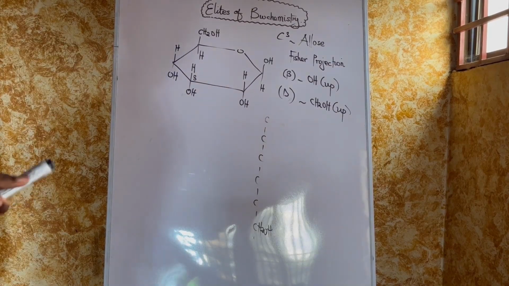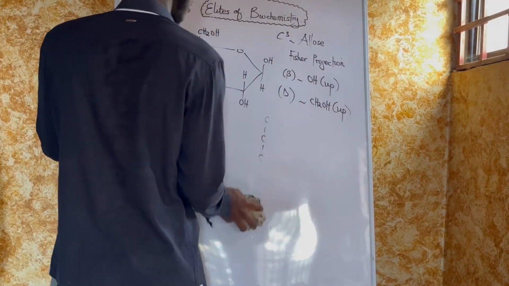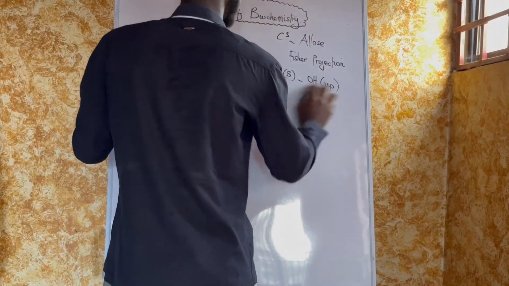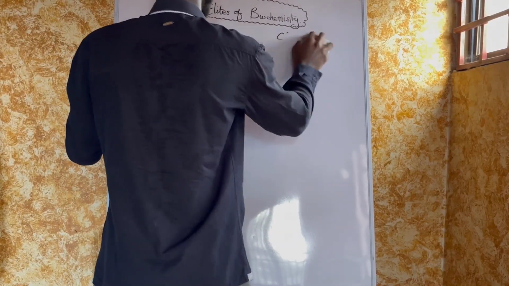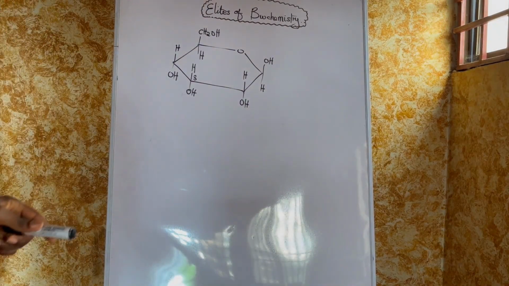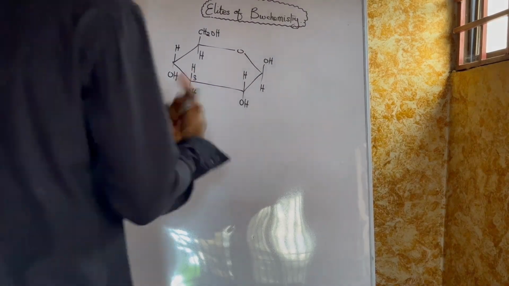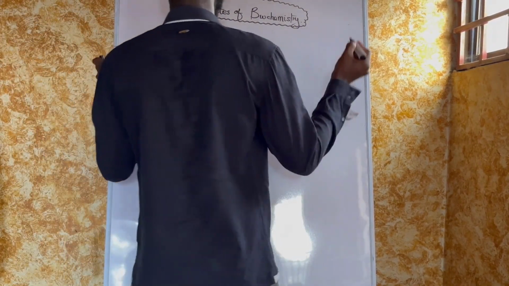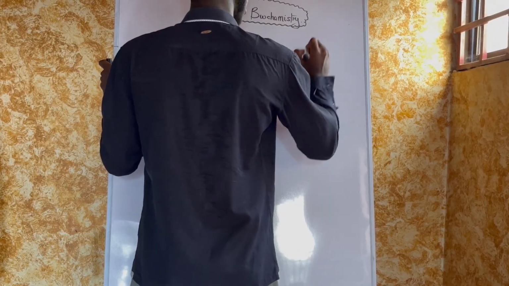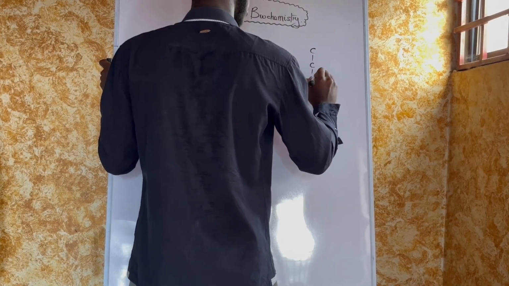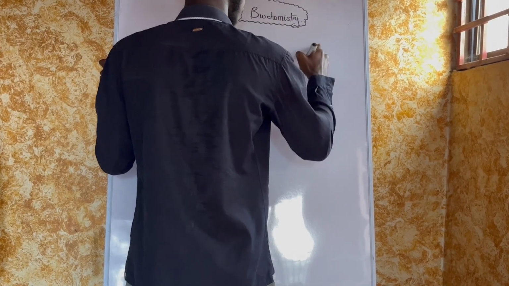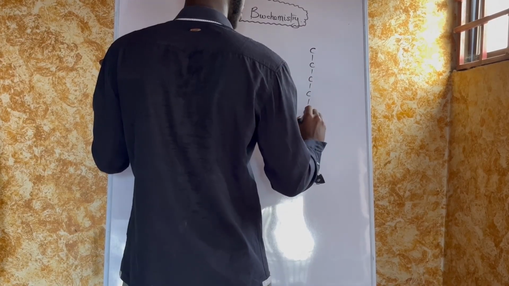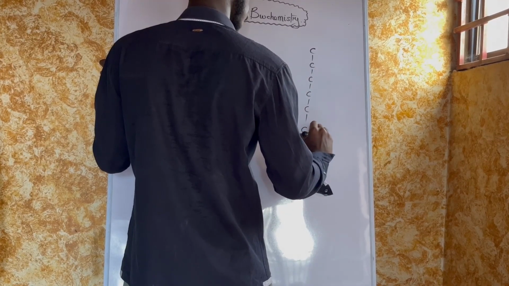Okay, then let me clean it. So let me try and draw it here. I bought this board small, so pardon me for that. I'll get a bigger board later. So now we have carbon, carbon, carbon, carbon, carbon: 1, 2, 3, 4, 5, and the last one, CH2OH.